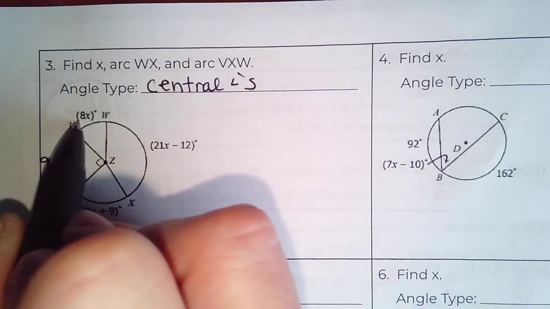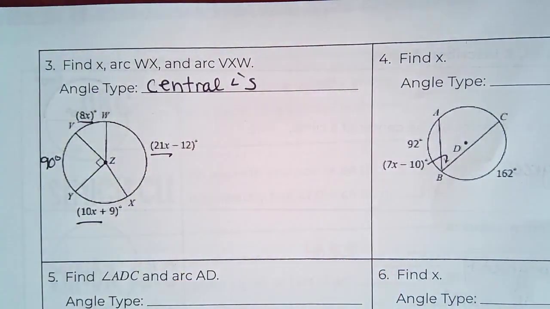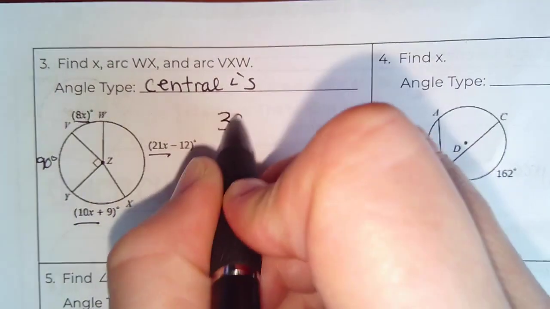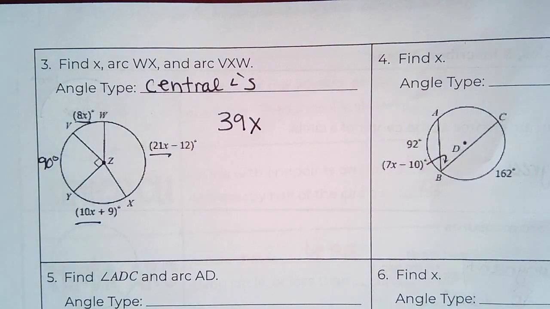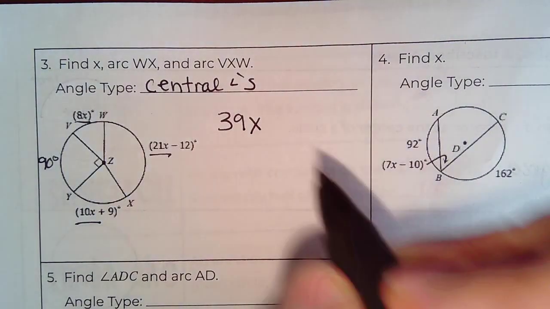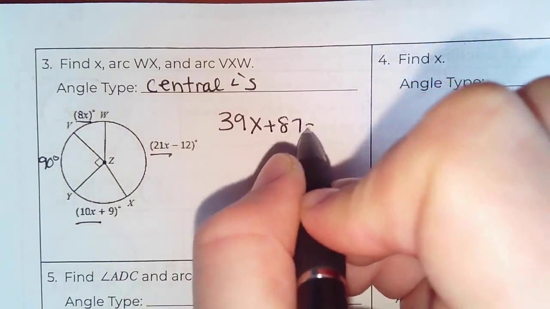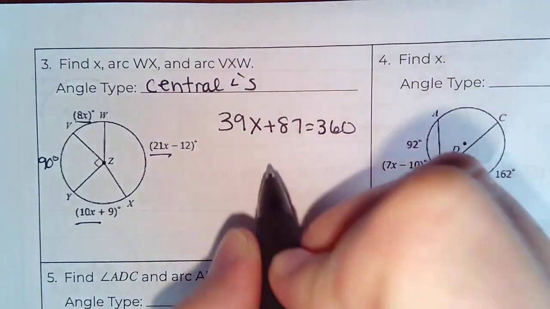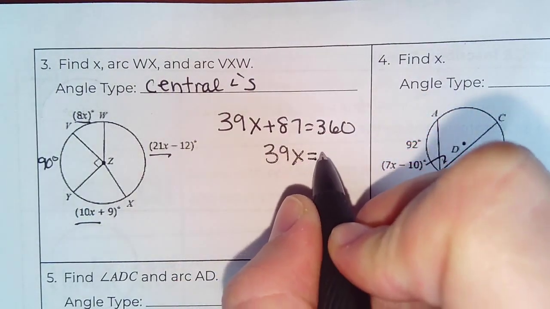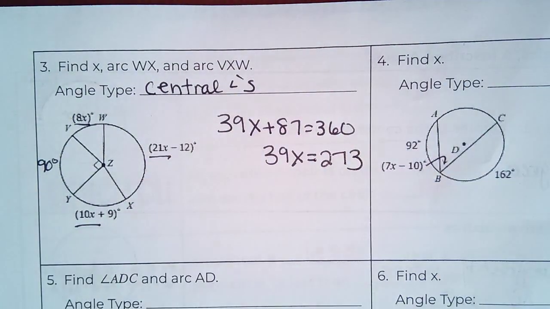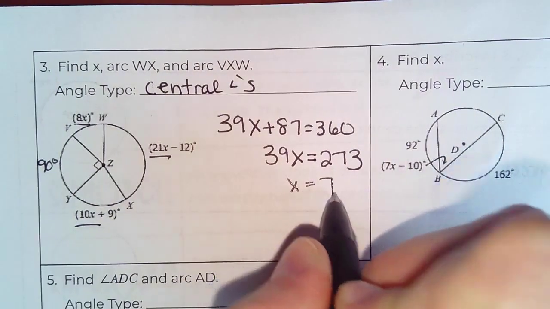First, starting with my x's, 8x plus 21 plus 10 is 39x. And then my whole numbers, 90 minus 12 plus 9 is 87, equals 360. 39x equals 273. Divide by 39, x equals 7. So that's one of the things I needed.